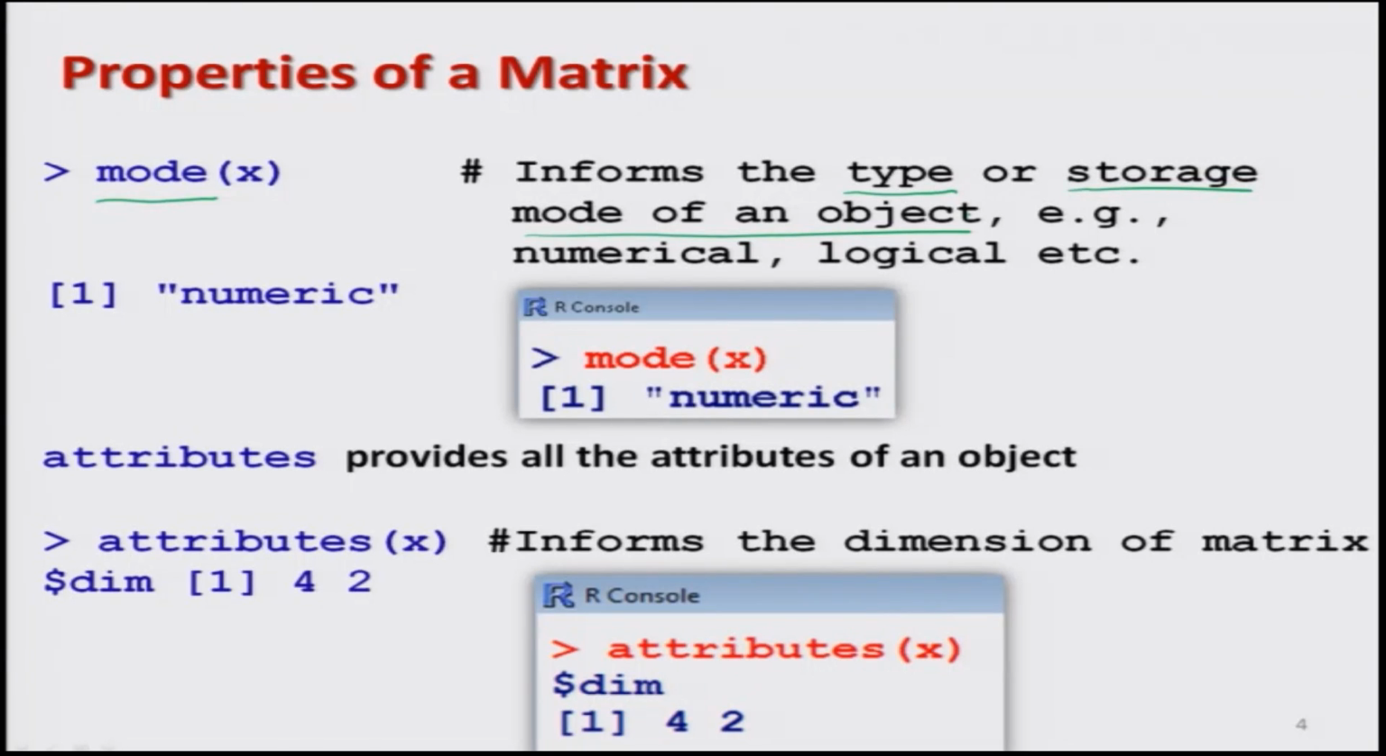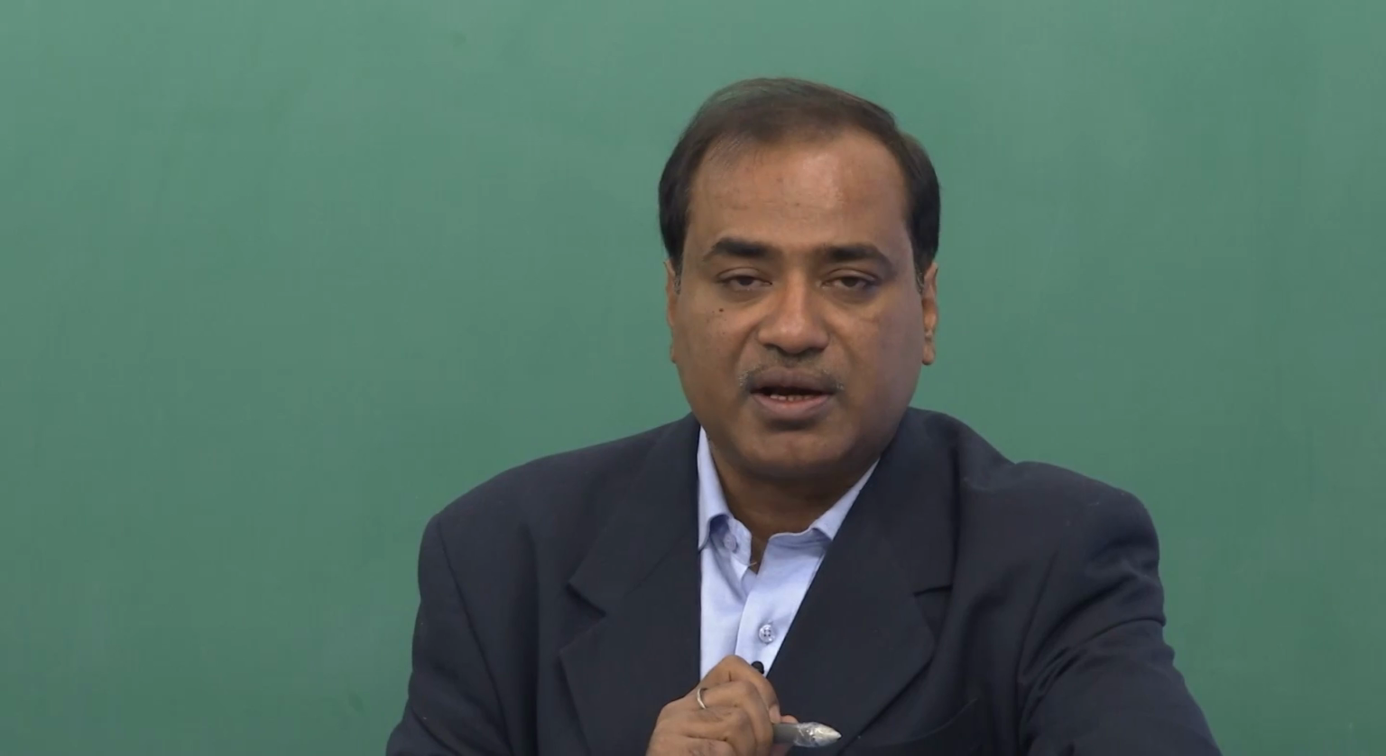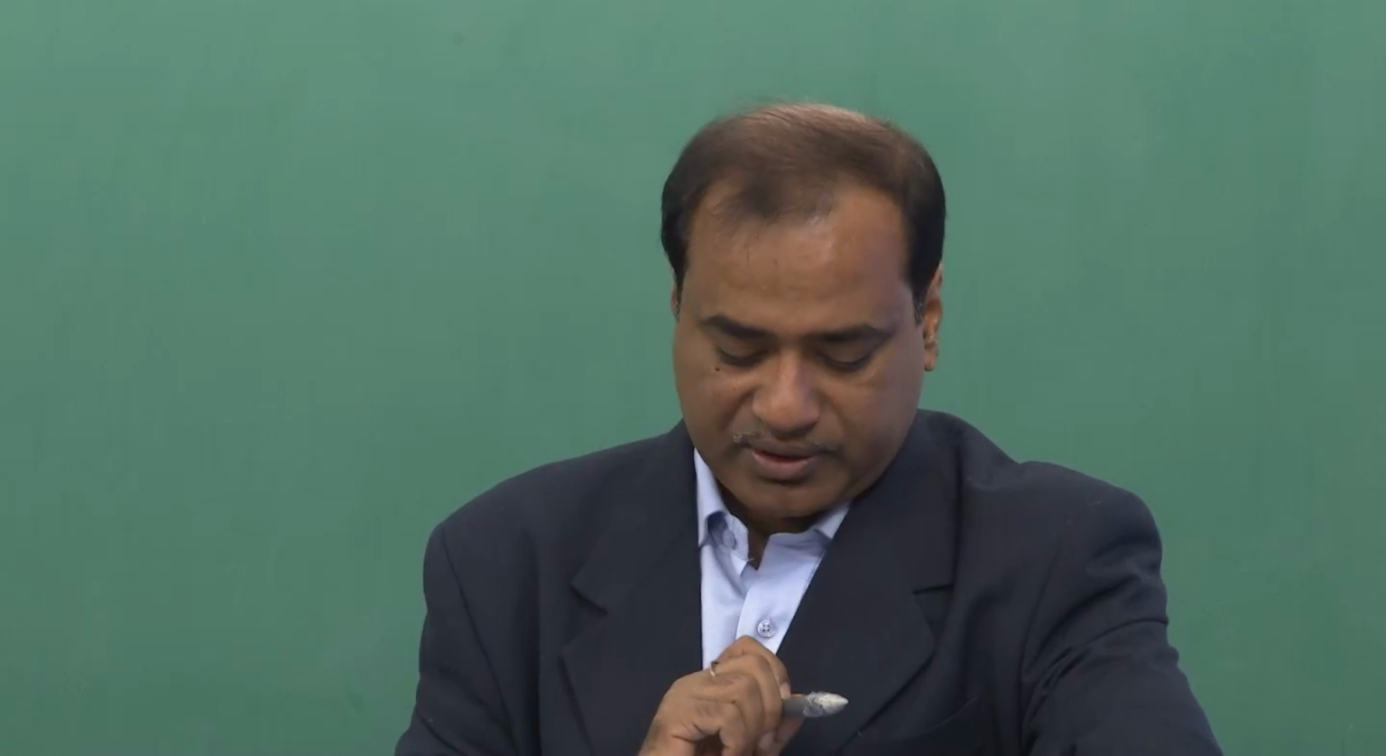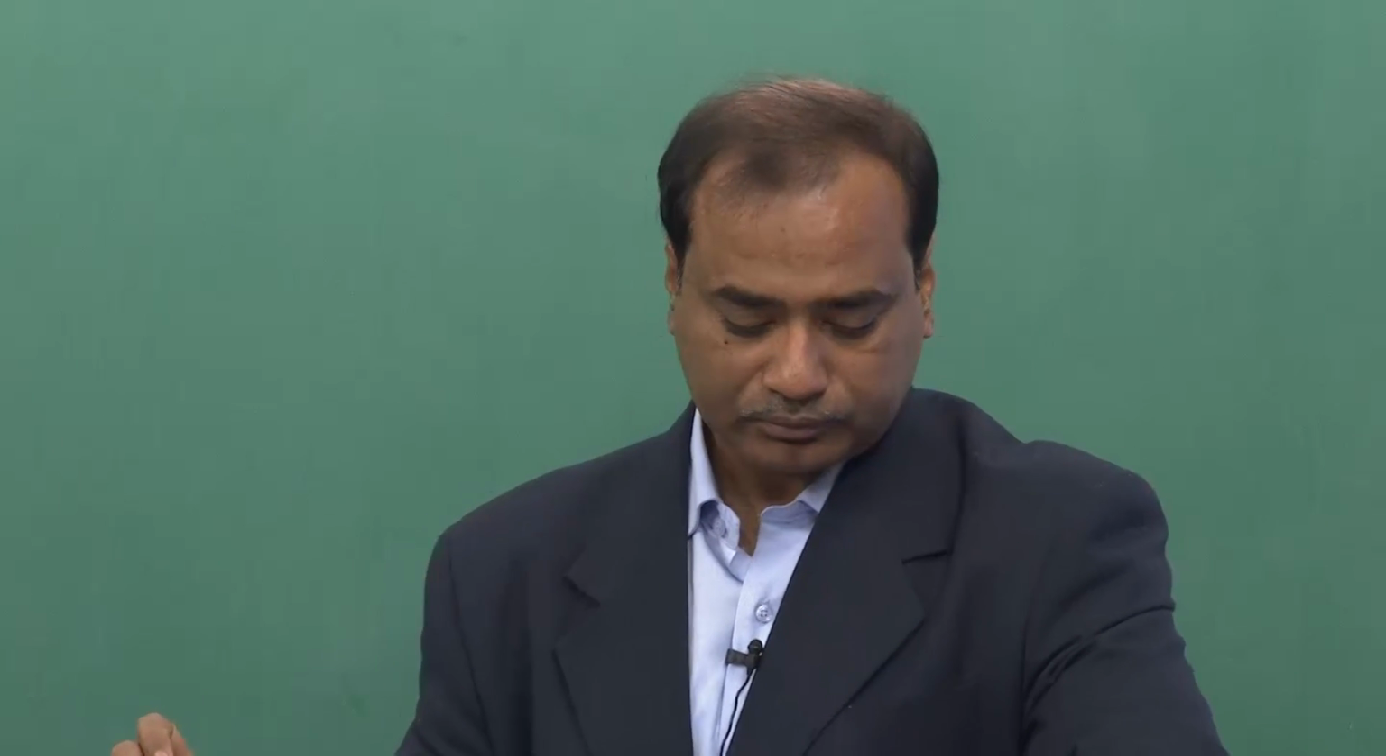In our matrix X, this is a 4 by 2 matrix containing some numbers from 1 to 8. So, this is a numerical value. As soon as I say mode, and inside the bracket I write the variable name that is containing the matrix, it gives me the answer numeric. That means all the values contained in the matrix are numeric, they have a numeric character.